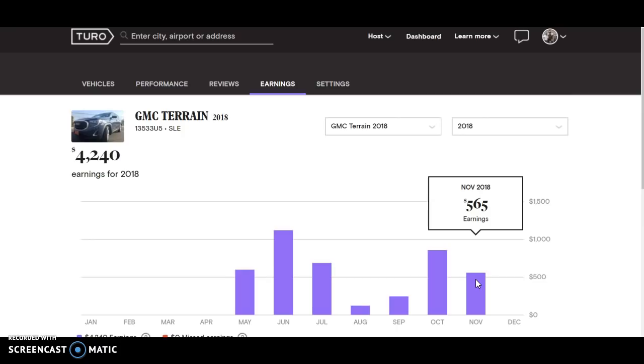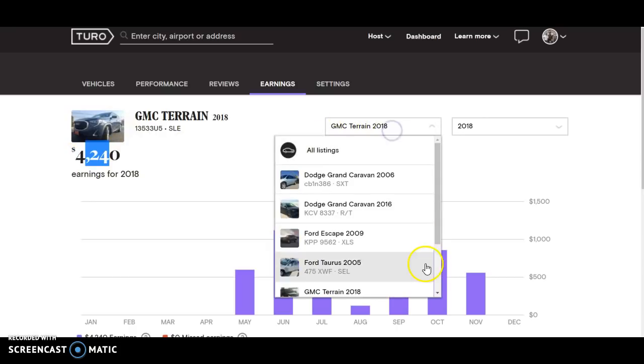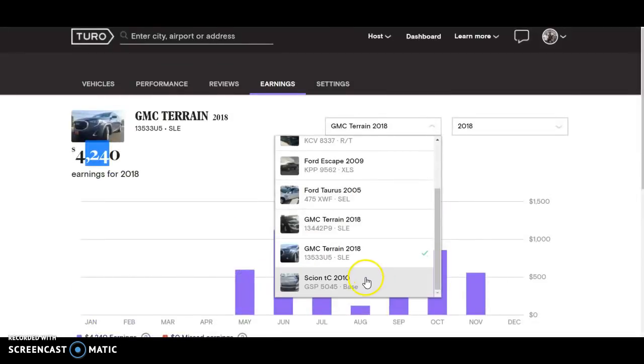But you can see for this one for the year, $4,240 has been a really good earner. We probably would do these leases again, honestly.